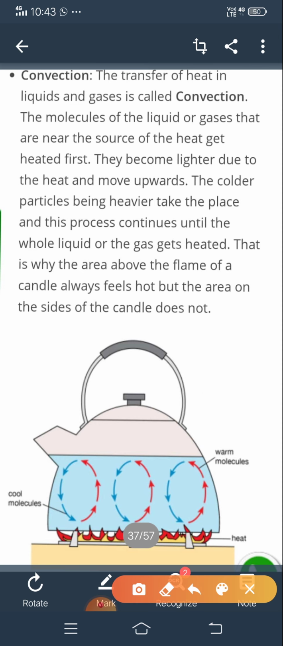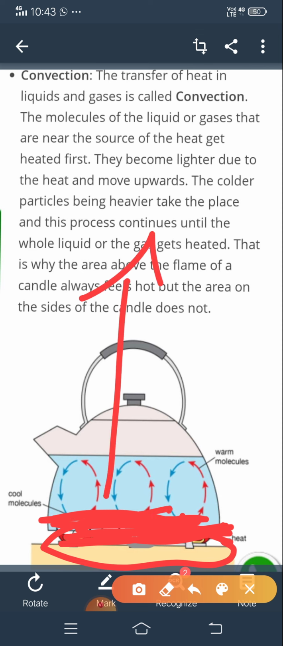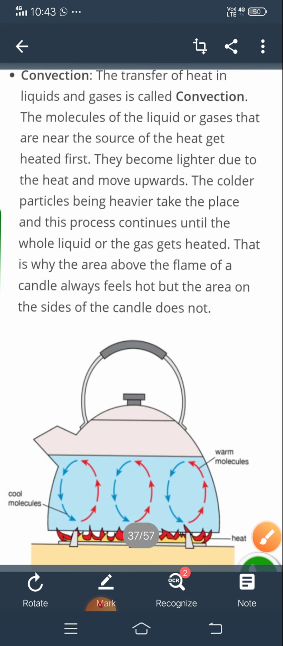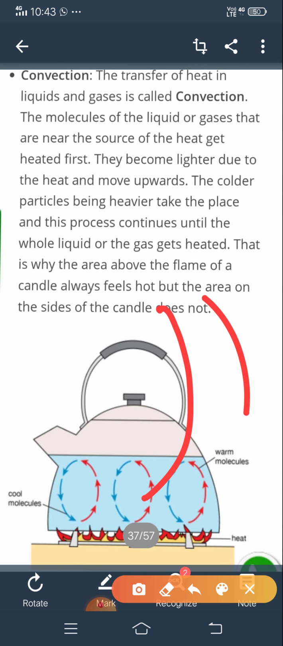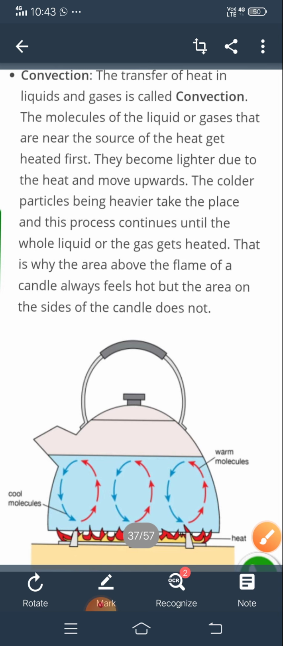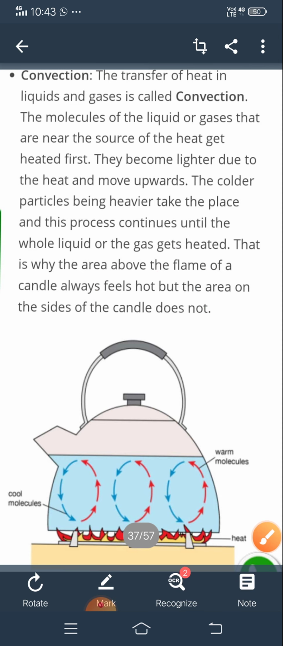Is it clear? If you heat any object, the parts near the source of heat get heated first and they move upwards, and the colder particles move downwards. This process continues during heating: the hotter particles move upwards and the colder ones move downwards. See here, hot upwards and cold downwards.